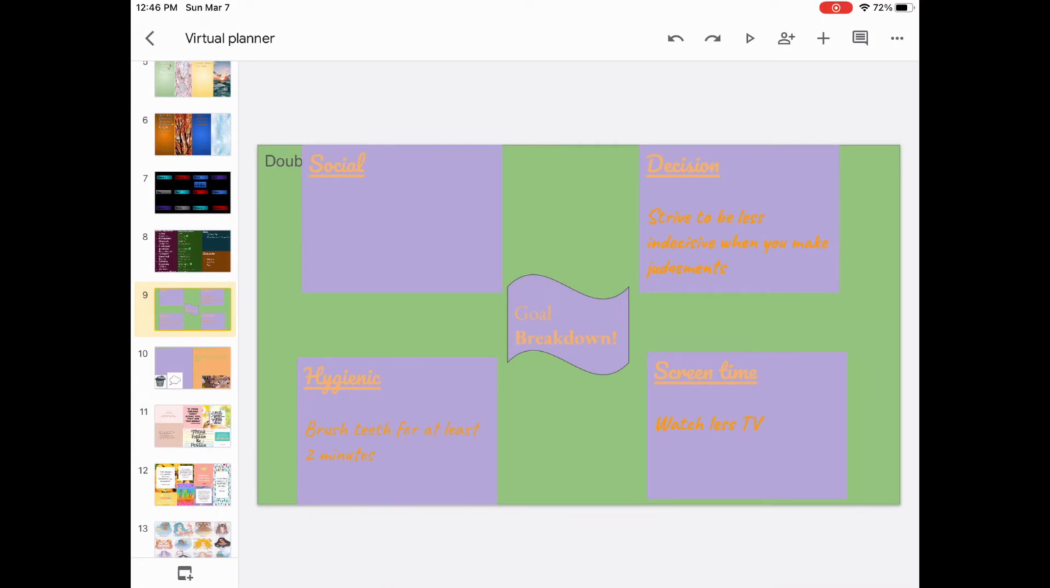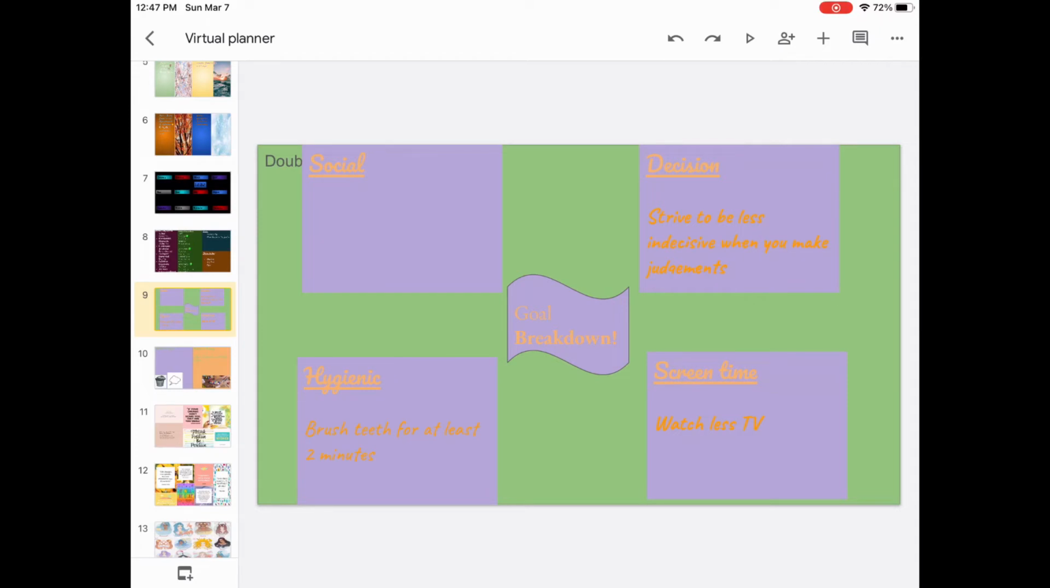So for goals, there are many types of goals, but I rounded it down to these four common parts of a goal: social goals, decision goals, hygienic goals, and screen time goals. For decision goals, an example I put is strive to be less indecisive when you make judgments, and I'm actually indecisive in general. Screen time, watch less TV. I watch an average amount, like any person's supposed to, but sometimes I watch a bit more than average, so I'm trying to watch that.